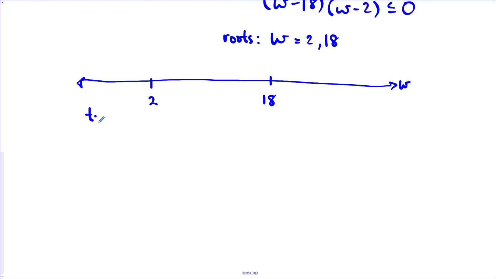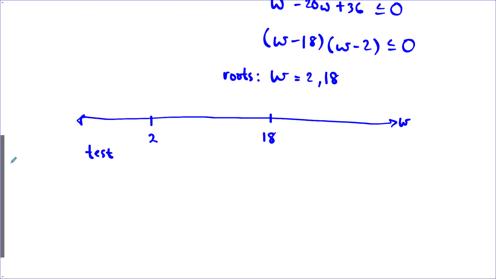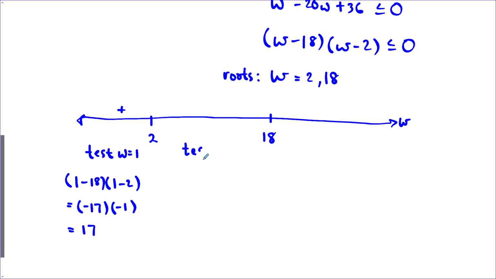We'll test a number over here. How about 1? So in our inequality here, we're going to plug in 1. And it looks like we got negative 17 and negative 1. So that becomes 17, so that's positive. Now we're looking for where this thing is less than or equal to 0, so that's not going to be the interval we want. Next one, let's test W equals 3.